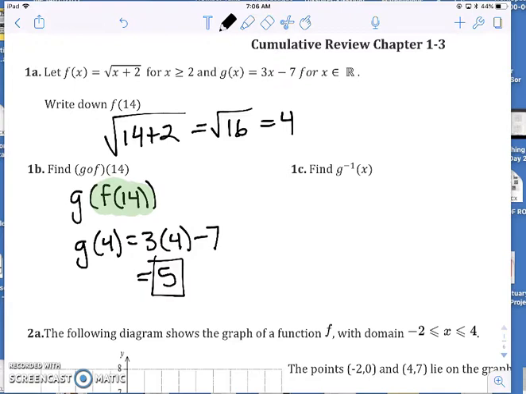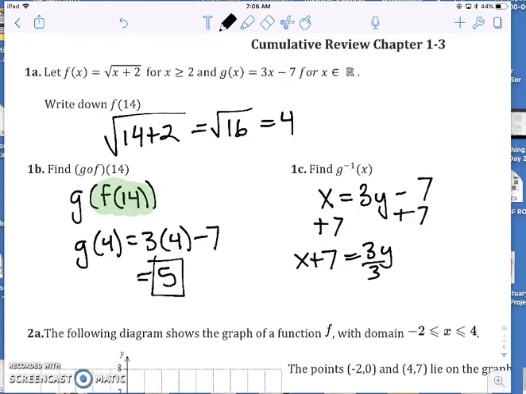g negative 1 of x. So that negative 1 means the inverse. So we'll switch our x's and y's and solve for y. So you have x plus 7 equals 3y, divided by 3. So we have x plus 7 over 3 equals our inverse of g.